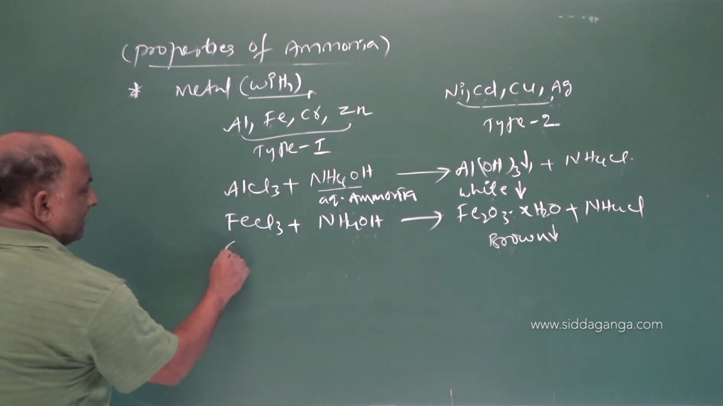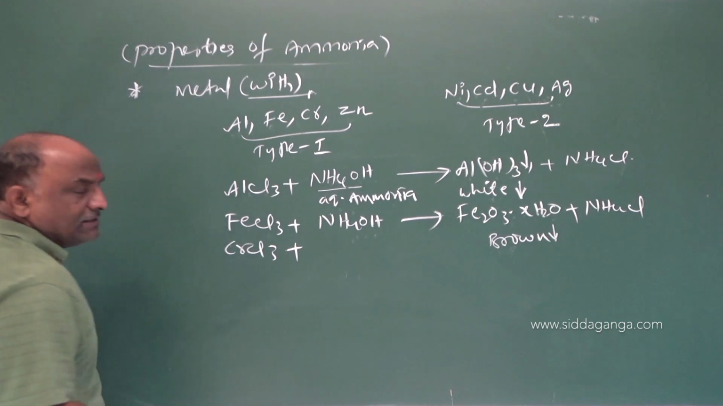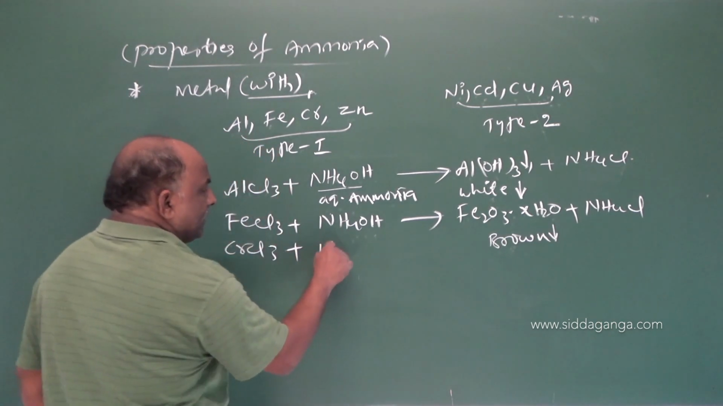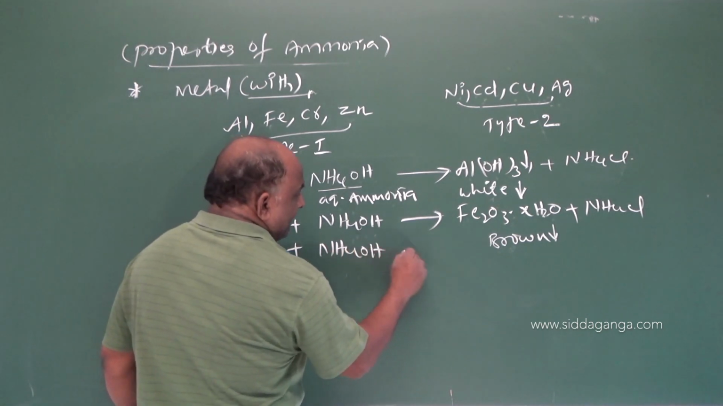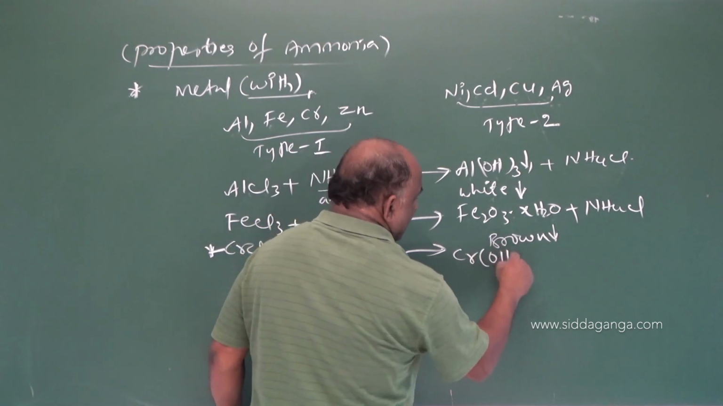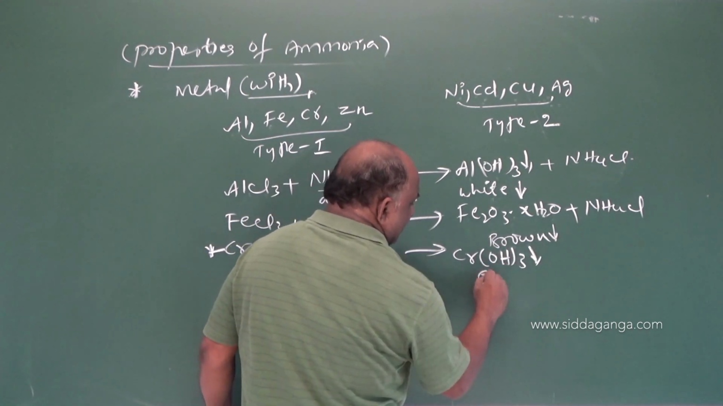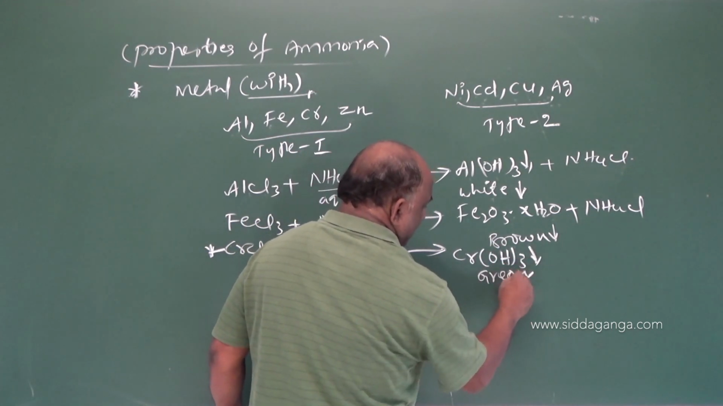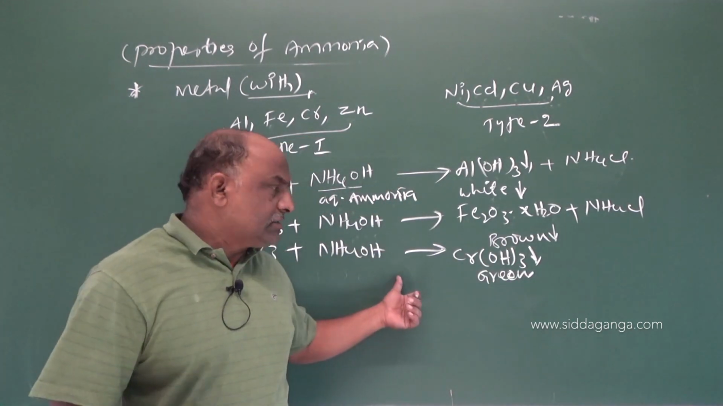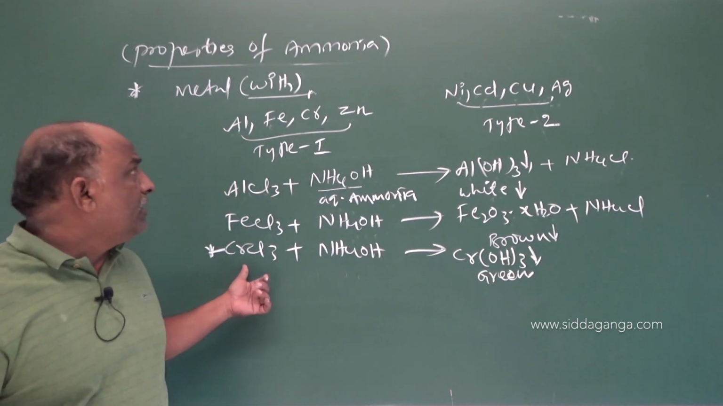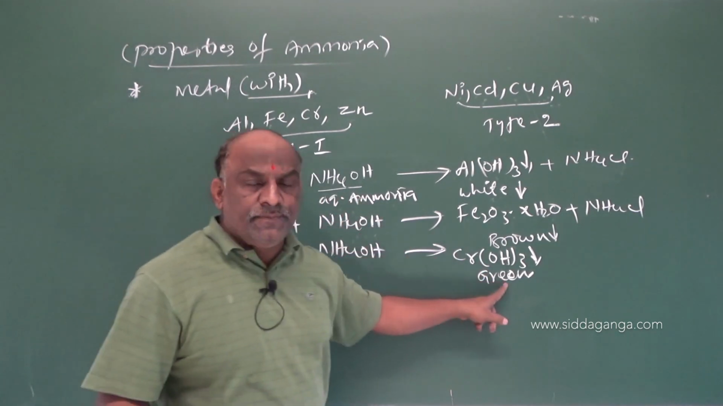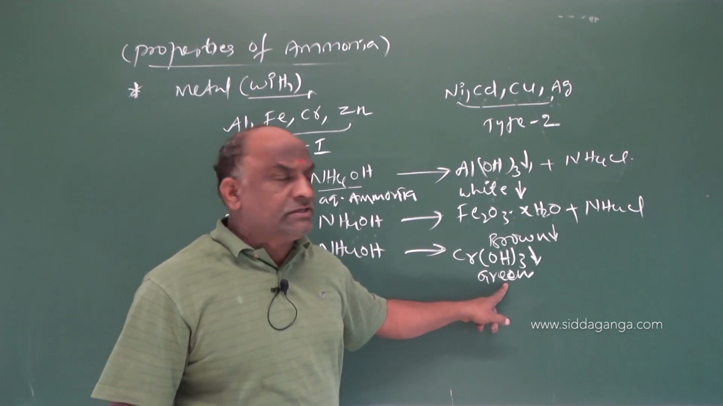Suppose the compound is CrCl3, chromium 3 chloride, then dissolved in ammonium hydroxide. Very very important reaction this is. And what will be the answer? Here we will get Cr(OH)3. This is very very important color, green PPT. Chromium salts dissolved in aqueous ammonia give green color PPT, chromium hydroxide.